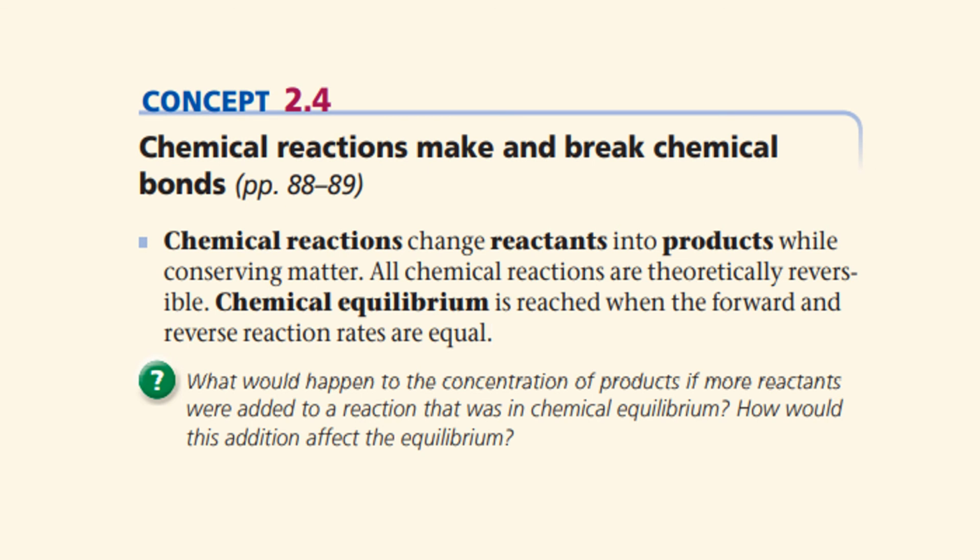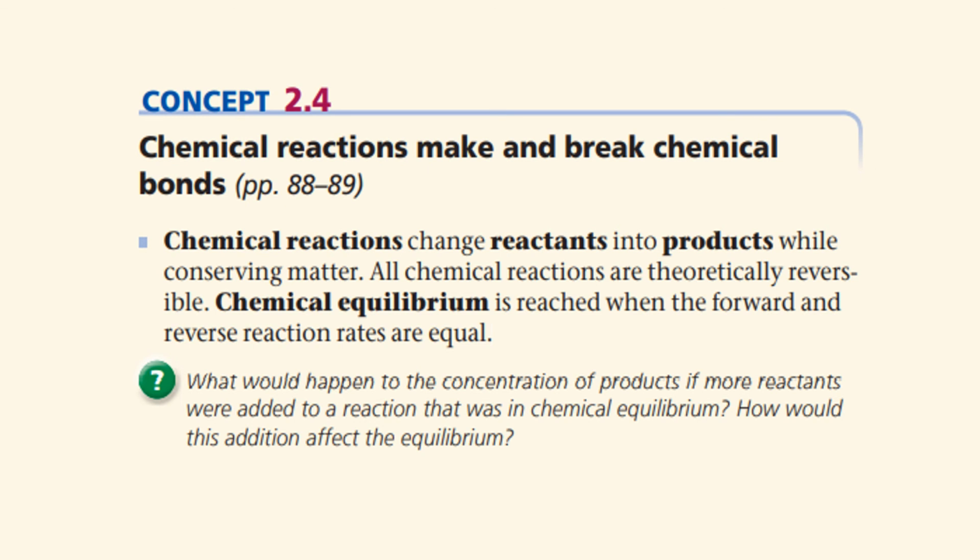The last concept we studied was that chemical reactions make and break chemical bonds. Chemical reactions change reactants into products while conserving matter. All chemical reactions are theoretically reversible. Chemical equilibrium is reached when the forward and reverse reaction rates are equal.